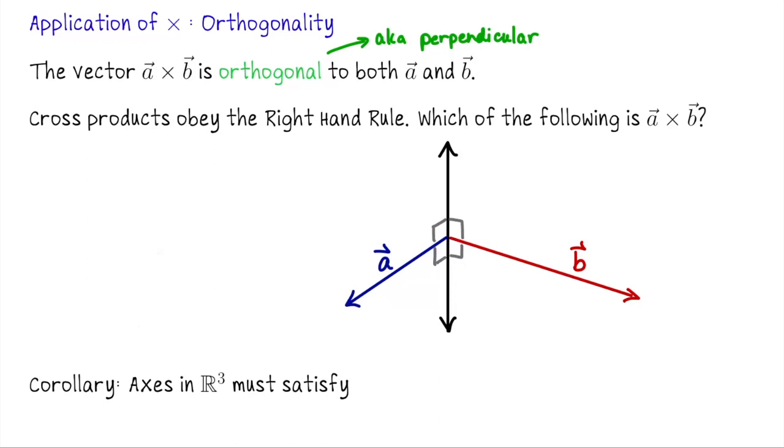The other version of the right-hand rule is to make a configuration with your right hand where your index finger is pointing along A, your middle finger is pointing along B, and then your thumb is pointing in the direction of A cross B. So both of these configurations would tell you that this vector here is the one that satisfies the right-hand rule. So this is A cross B. The one pointing down is actually negative A cross B. Or in other words, it's B cross A. So if you did the right-hand rule backwards, if you accidentally used your left hand, you would get that vector.